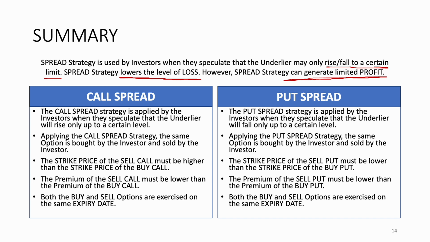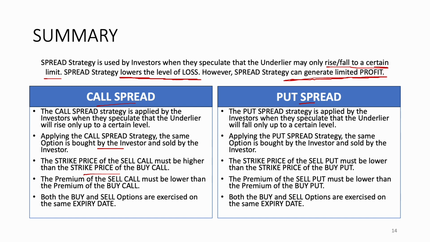So there are two types of spreads. One is a call spread and one is a put spread. In a call spread, we make a buy call and a sell call. And on the call spread, the buy and the sell call both are made on the same underlier for the same quantity, and we exercise both the buy and the sell call on the same expiry date. The only thing is that the buy call and the sell call are made at two different strike prices. So the strike price of the buy call and the sell call is different.